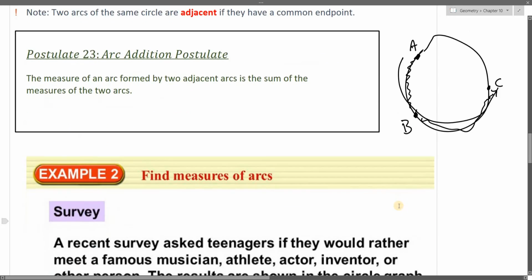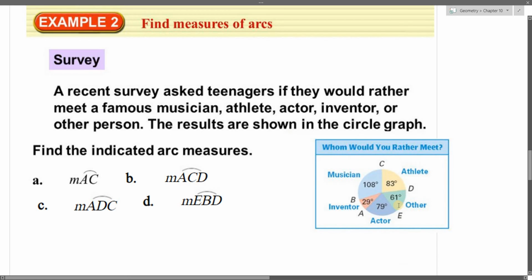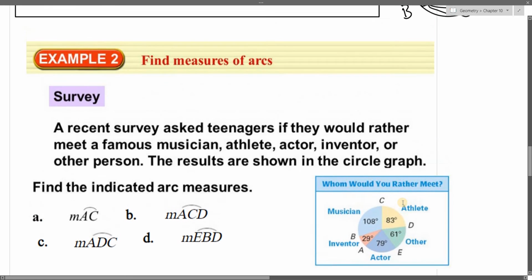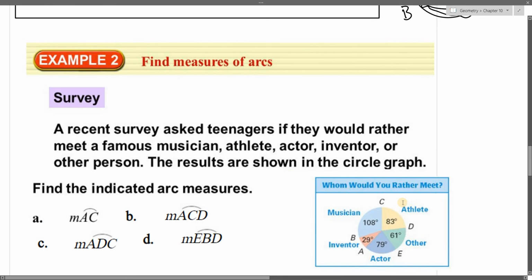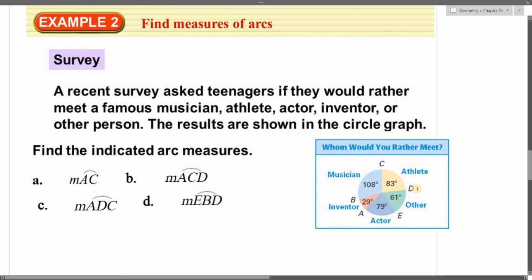All right. Example 2. All right, so it gives us an opportunity to try some of that. Example 2 says, this is a survey. A survey says, a recent survey asked teenagers if they would rather meet a famous musician, athlete, actor, inventor, or other person. The results are shown in the circle graph. And so as we look at the circle graph, the results are shown here. Find the indicated arc measures.